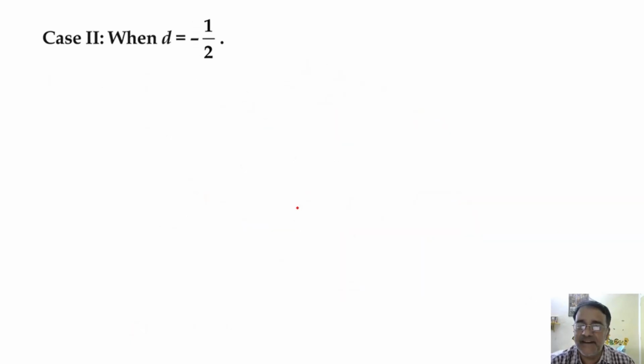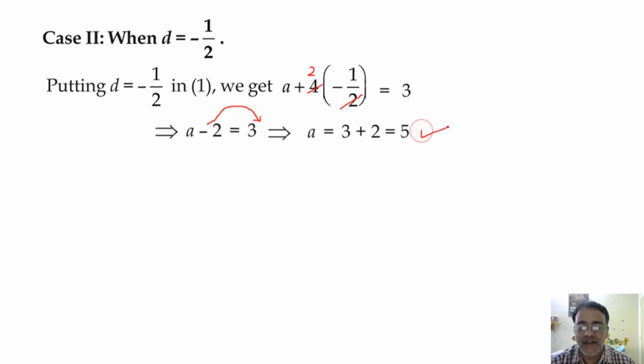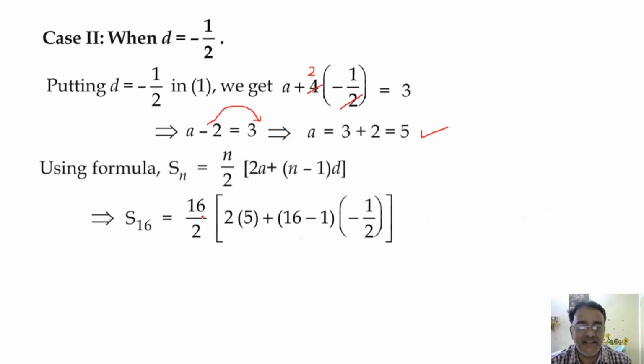Now we have to find the same thing for D is equal to minus half. First we will find A by substituting in A plus 4D is equal to 3. Here this cancels, so A minus 2 is equal to 3. If you shift minus 2 here, what do you get for A? 5. Now we substitute the values of A and D in the Sn formula, S16. S16 is 16 by 2, 2A plus 16 minus 1 into D, that is minus half.